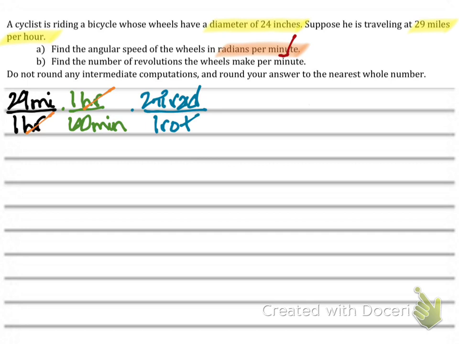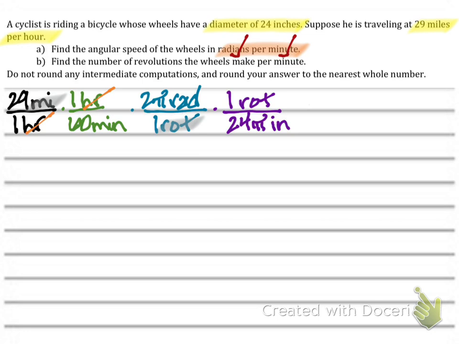Because I didn't have radians anywhere, I have to introduce them. So now I've got the radians, but I need these other guys to cancel out. I need the miles and the rotations gone. To do that, I'm going to use the circumference. 1 rotation has 24 pi inches. I'm getting the inches from the diameter up there.